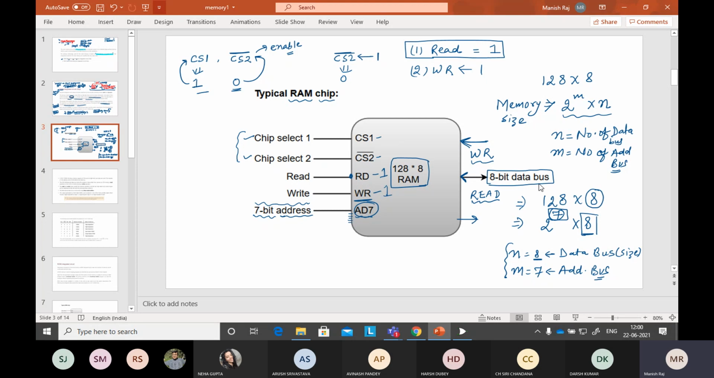Why are we using the 8-bit data bus? Because the size of the memory is 128 into 8. So the data bus uses 8 bits, and the address bus uses 7 bits. Is it clear? What is the mechanism?